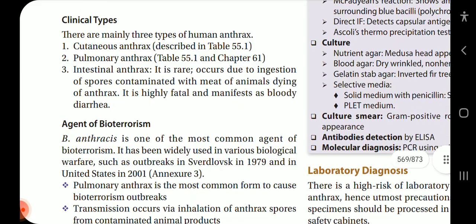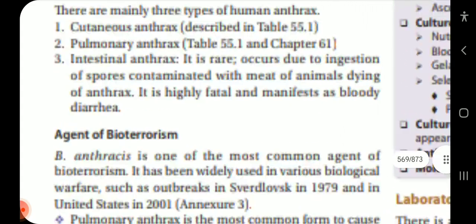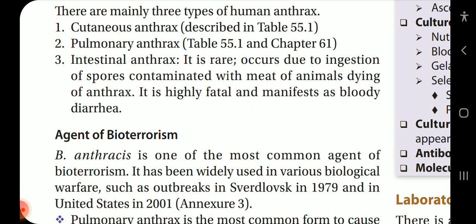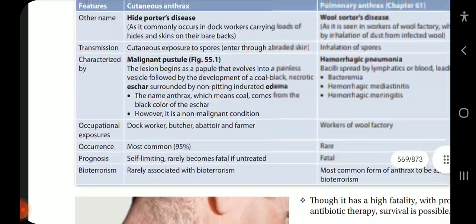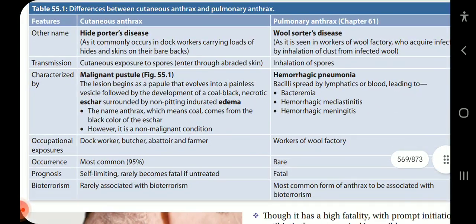Clinical types: there are mainly three types of human anthrax: cutaneous anthrax, pulmonary anthrax, and intestinal anthrax. Intestinal anthrax is rare, occurs due to ingestion of spores contaminated with meat of animals dying of anthrax. It is highly fatal and manifests as bloody diarrhea. Now, coming back to the table, the feature of cutaneous anthrax is hide porter disease.